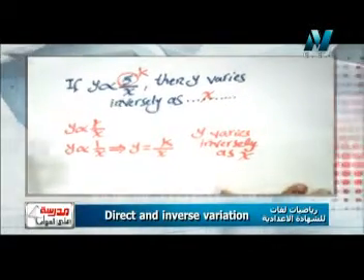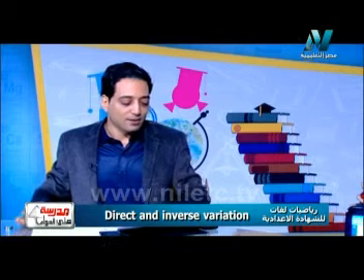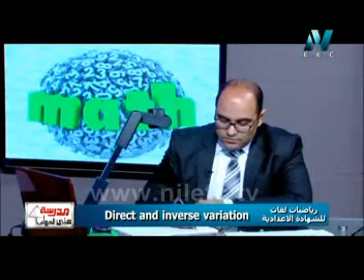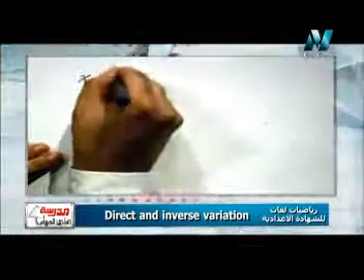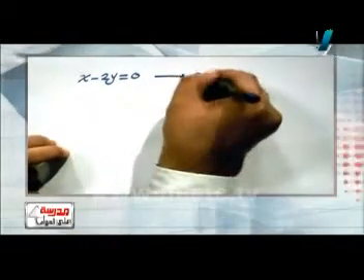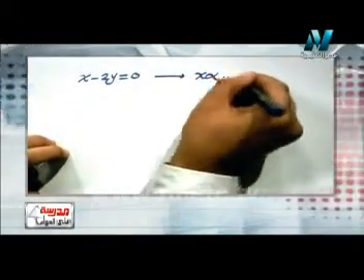Okay, we have questions. Let's move to another one. If x minus 2y equals 0, then x varies as what?